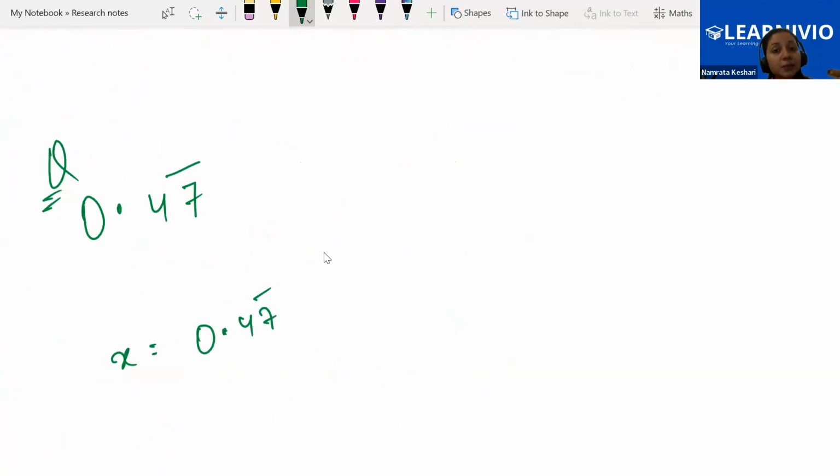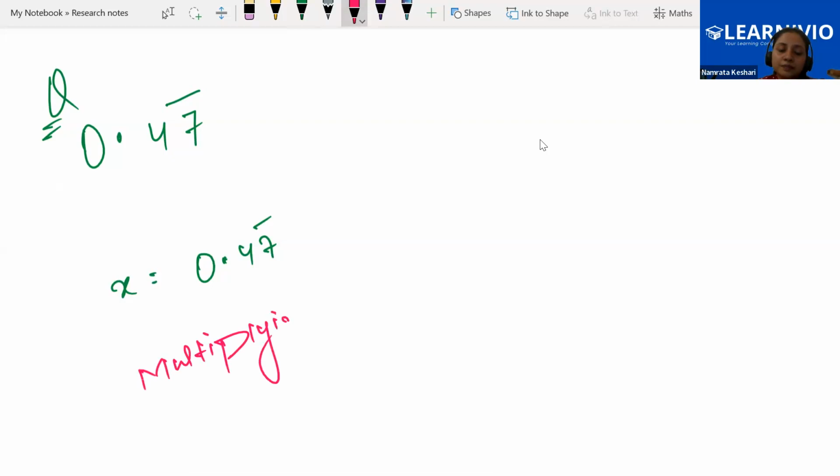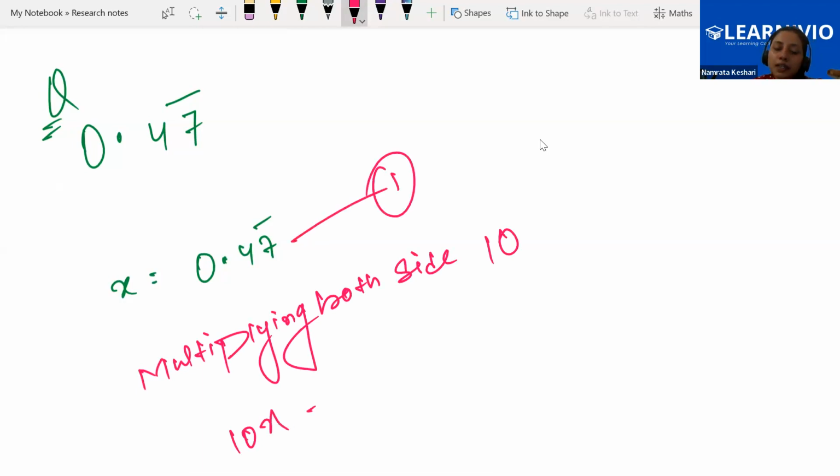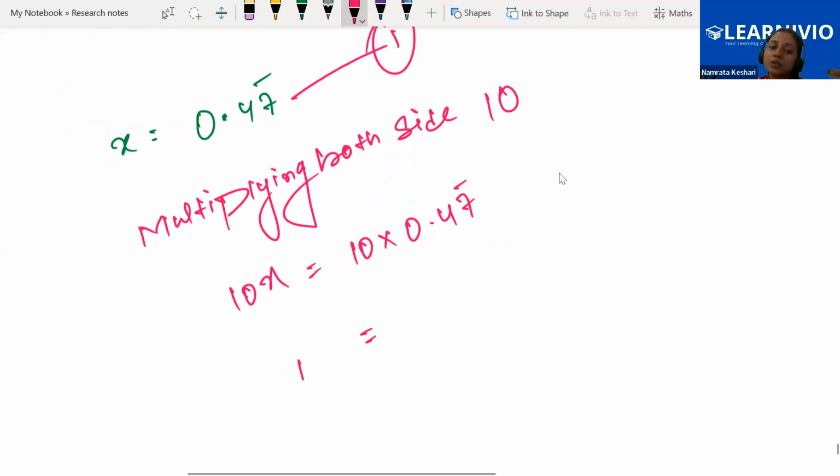Now how many digits are repeating? Tell me. How many digits, Sarah? One. So multiplying both sides by 10, since one digit is repeating. This is equation number 1. Can we write here 10 into x is equal to 10 into 0.47 bar? And if you have understood the concept now, you will be able to tell me what will be there on the right side.